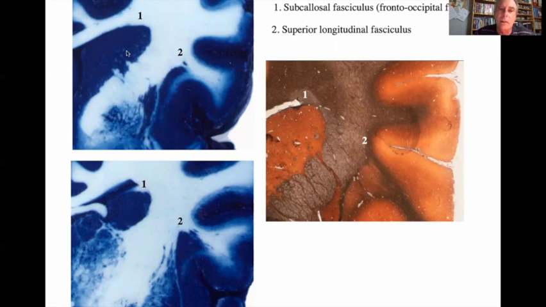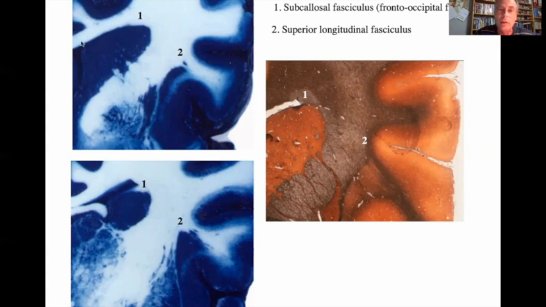So we have the caudate nucleus, the internal capsule with the pallidum and putamen and claustrum, right? And this number two here is the superior longitudinal fasciculus. This fasciculus is located just on top of the putamen, intermingled with, or mixed with, the fibers of the internal capsule.